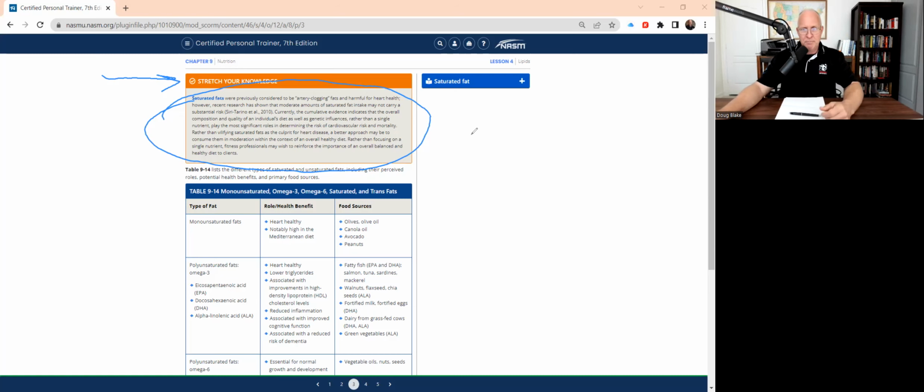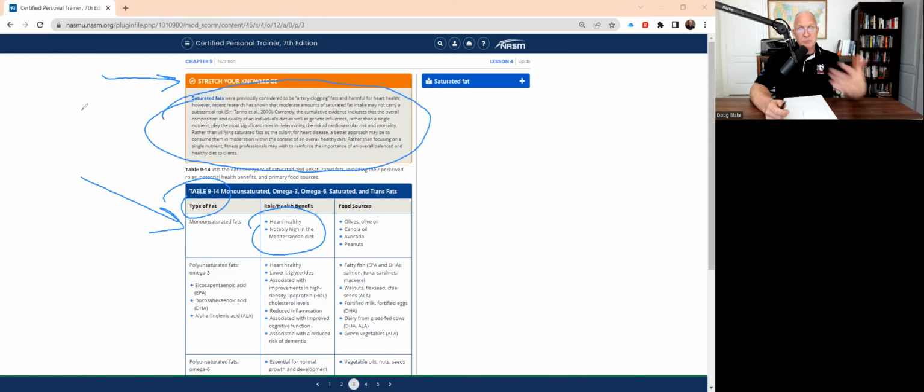So don't want to beat the dead horse. NASM wants you to keep in mind that this table 914 is probably an important table to understand. So this idea that monounsaturated fats, and if I was going to rewrite the table, that's what I would do. I'm literally doing it for you right here. I would write type of fat, mono. You don't have to rewrite literally word for word, but I'll be honest with you, they gave you bullet points. You can't go wrong with a bullet point when it comes to rewriting it.